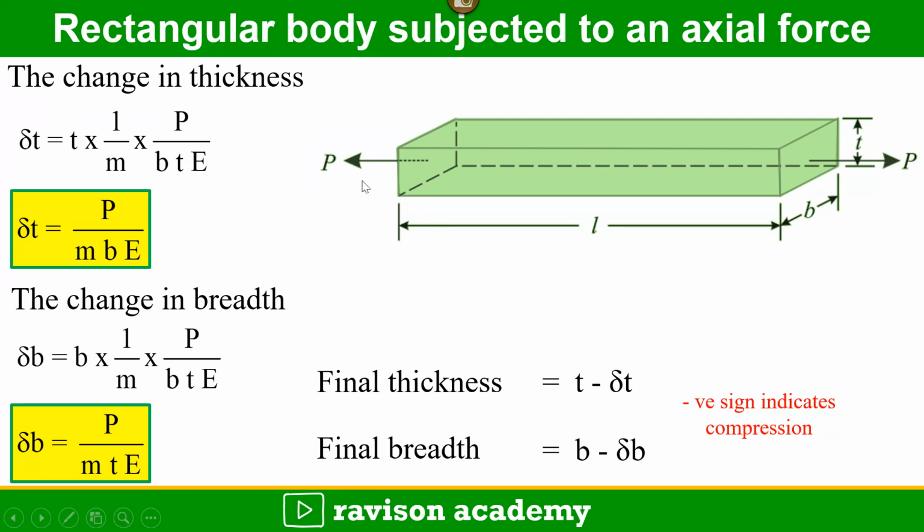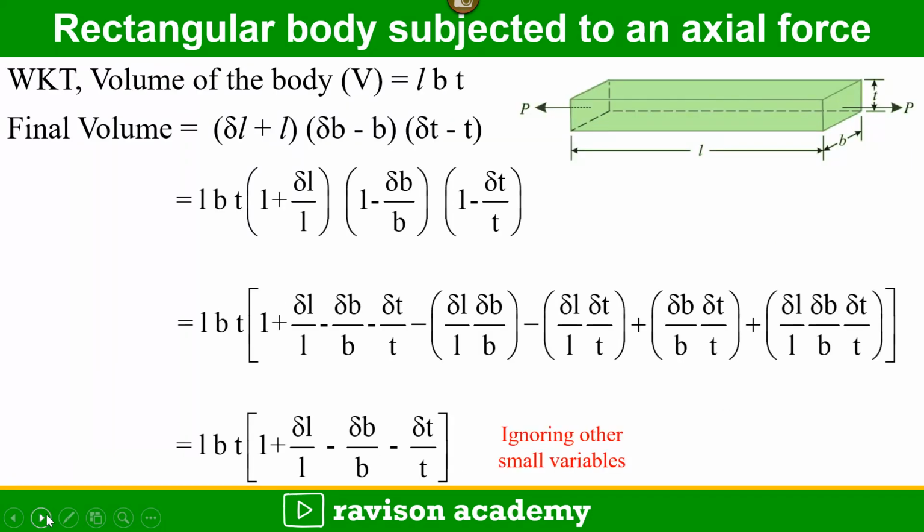So after the application of the load, the thickness changes and the breadth changes. That is, the length will be increased and breadth and thickness will be reduced. So the final thickness will be T minus del T, and final breadth is equal to B minus del B. We know the volume of the body is length into breadth into thickness. So the final volume will be L plus del L into B minus del B into T minus del T. Here the minus is representing the reducing dimension. The breadth is reduced and thickness is reduced, so we are putting minus.